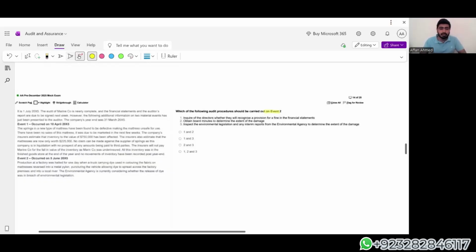Tell me one thing. Is there an estimate of the particular extent of damage that we have? No, we don't. Has a claim come towards us? It hasn't. So how can we record a provision, or discuss whether we should record a provision for it? We can't record a provision when we don't have an estimate, we don't have a condition there, we don't have a probability that we are going to face a case. So the first option is incorrect.